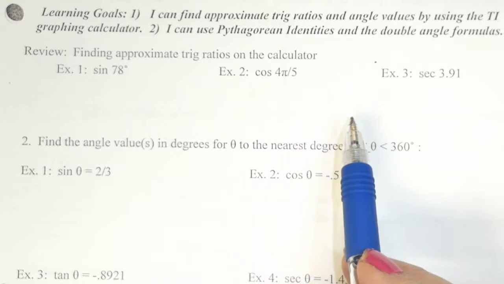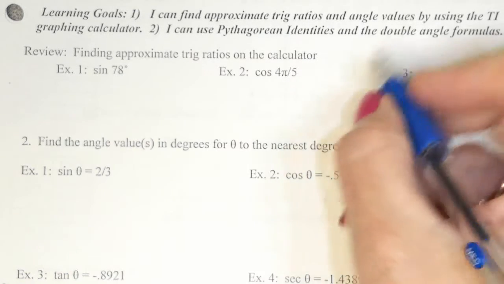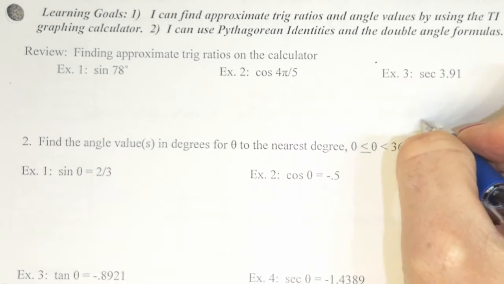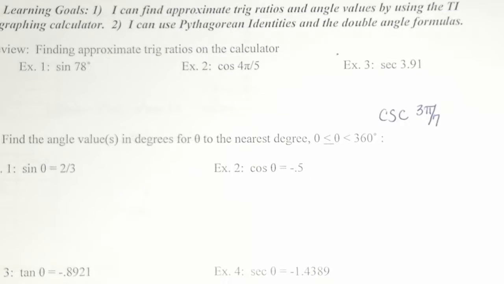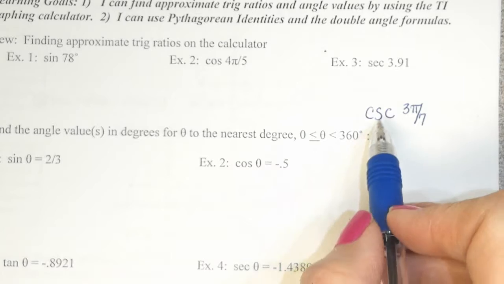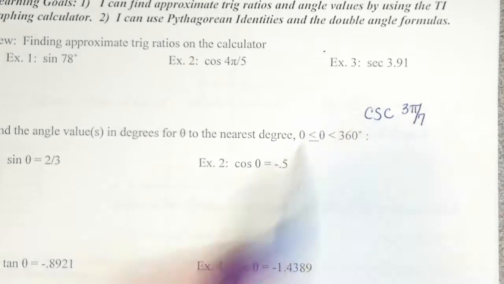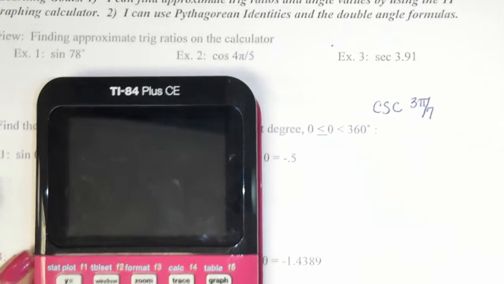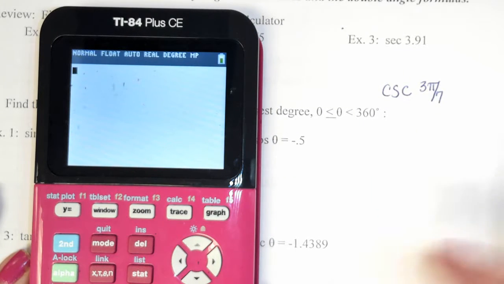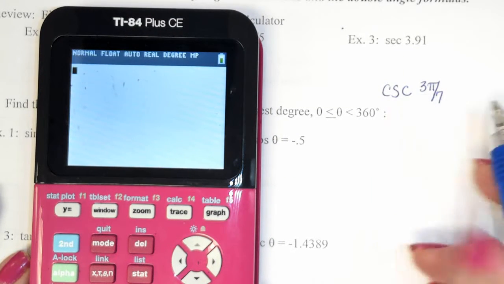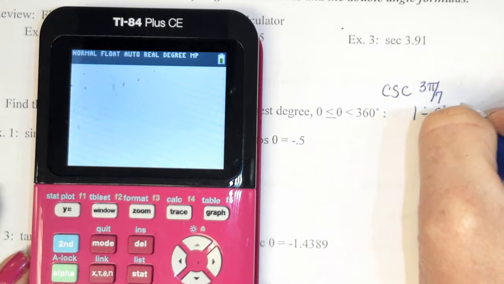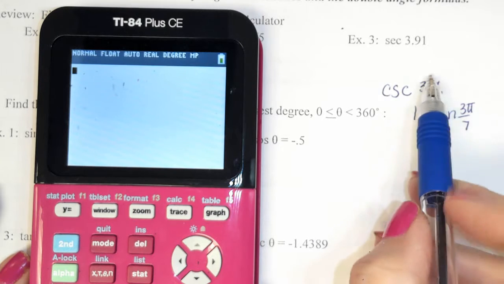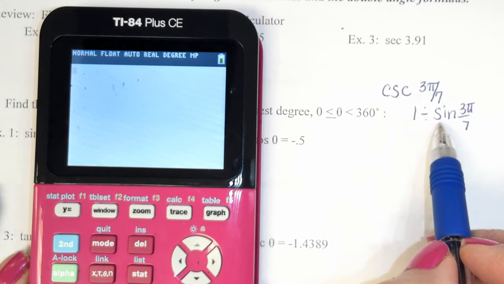We did this on our last quiz, but I just want to review. Those three you'll go back and do. Let me just do a little example down here. The cosecant of 3 pi over 7. First of all, we look at our calculator, and we do not have a cosecant button. So we're going to have to type this in as a sine. So we're going to have to do 1 divided by the sine of 3 pi over 7, because cosecant is the reciprocal of sine.